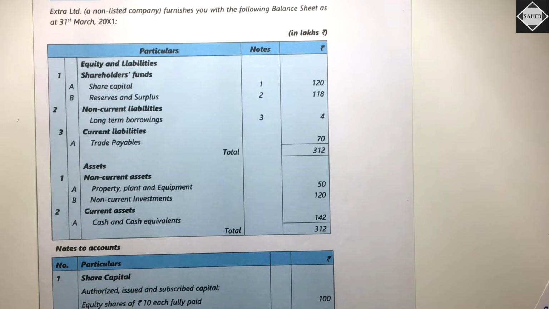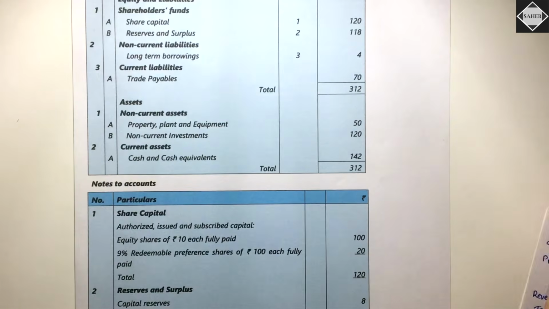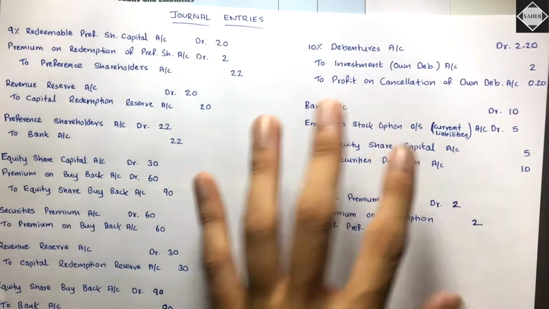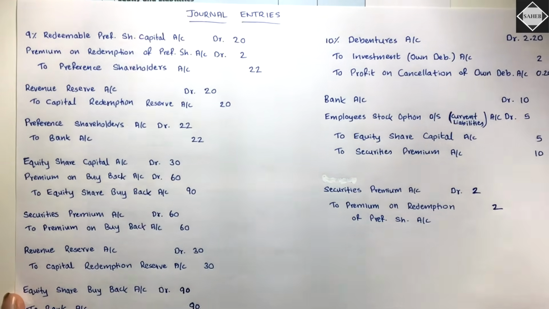All you have to do is just give the effect in the old balance sheet. That's all. The main thing is the rough equation and all, and then the journal entries. That's the main thing. Fine. So that's all for this video. I hope you have understood.